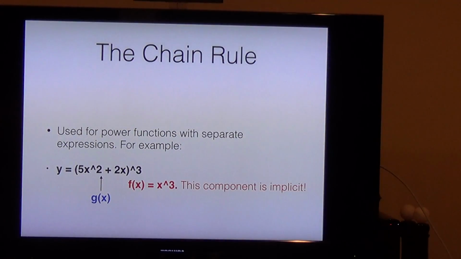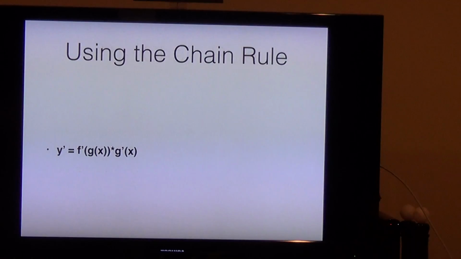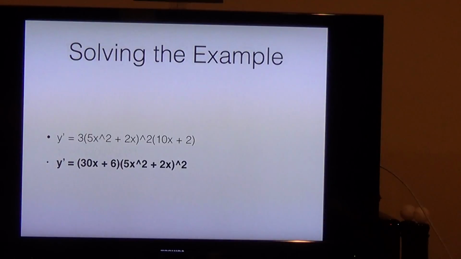The chain rule then goes as follows. The derivative of y for a chain rule function is the derivative of f of x, which contains g of x, times the derivative of g of x. So when solving our example, the solution becomes easy. The chain rule is another great tool for solving special derivatives.